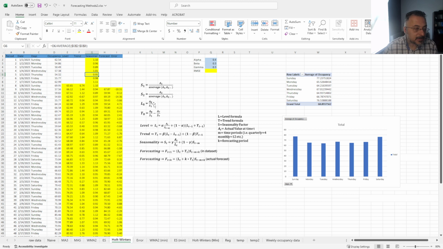Let's look at this part, which is the level. This one here, the first one. It says level 8, which is the 8th period here, actual 8, this one, divided by initial season 1. Done. Okay, the next step is getting the trend.